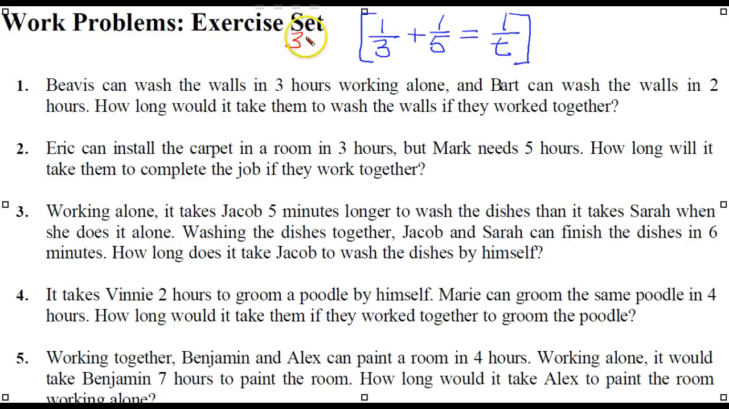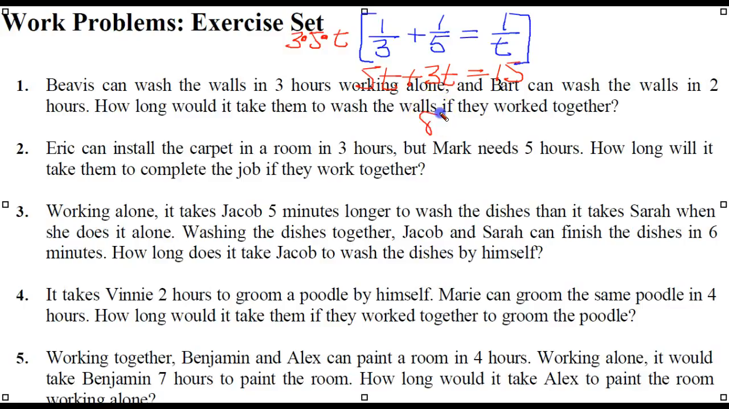3 times 5 times t. So here the 3's would cancel out and you would get 5t. Here the 5 cancels out and you get 3t. Here the t cancels out and you get 15.